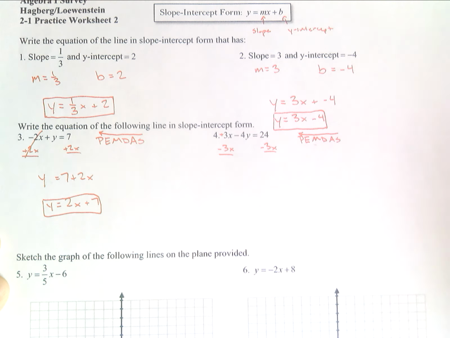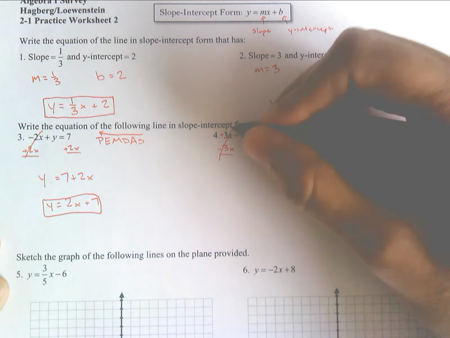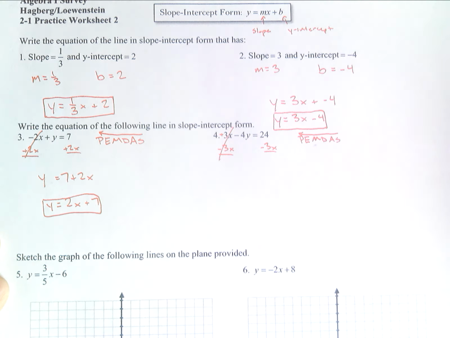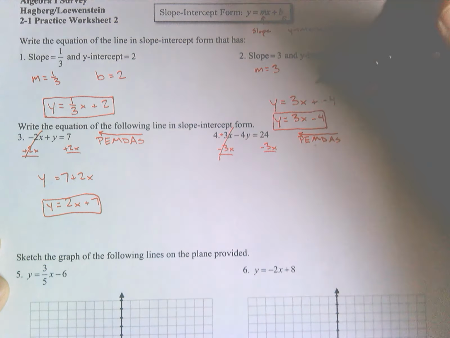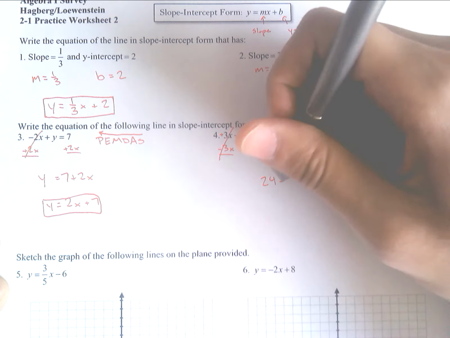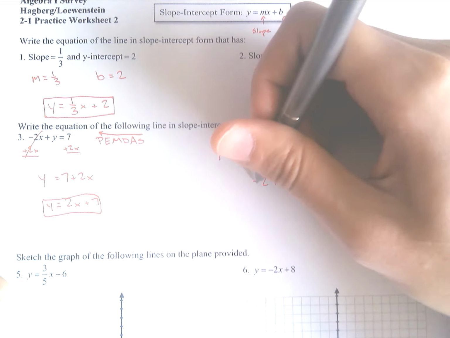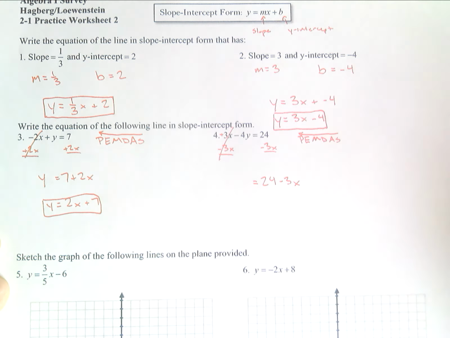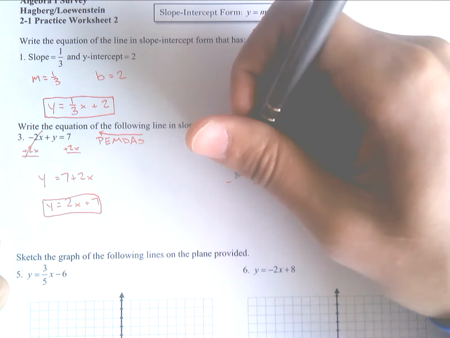On the left-hand side, they cancel. On the right-hand side, we have 24 minus 3x. Well, again, those are not like terms, so we cannot combine them. So we have just 24 minus 3x. On the left-hand side, all that's left over is our minus 4y or negative 4y.